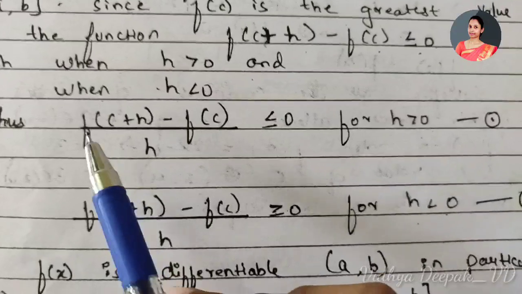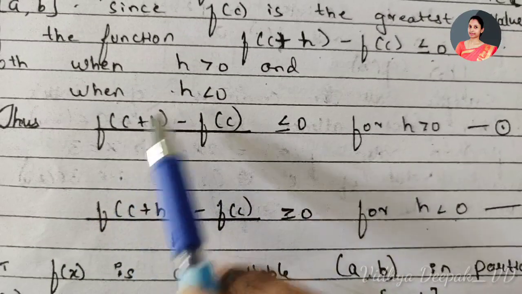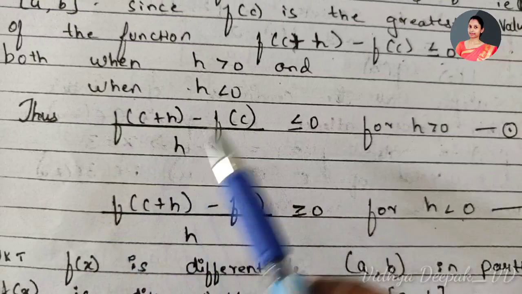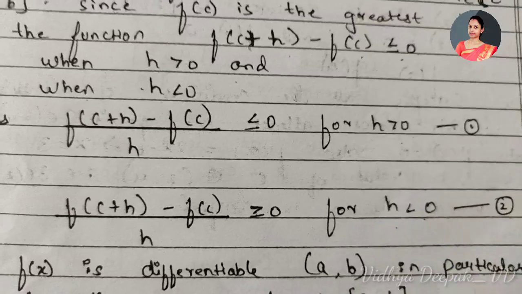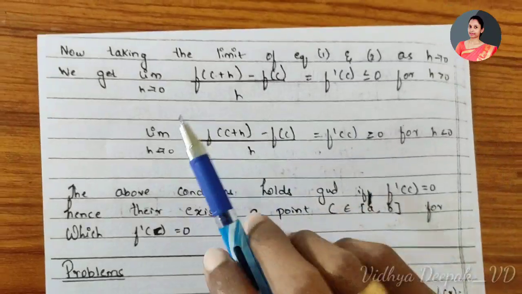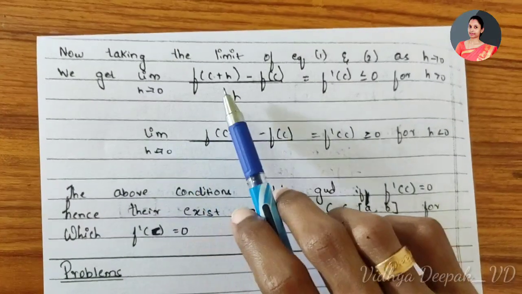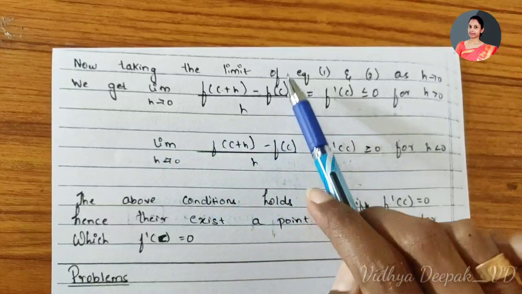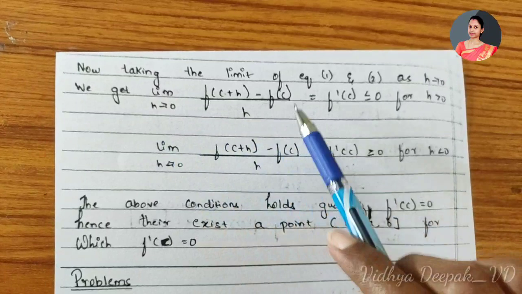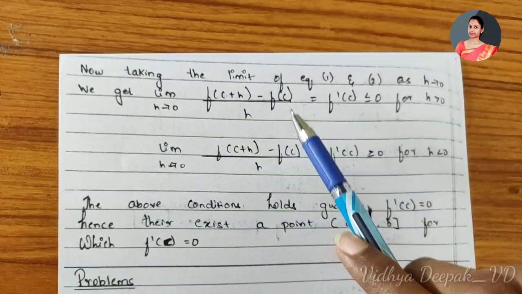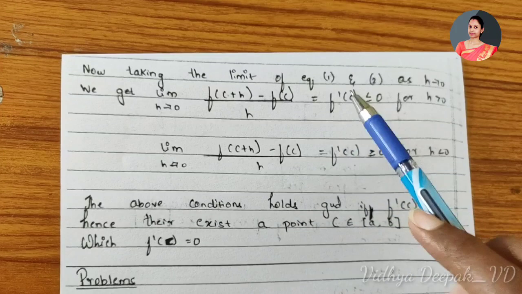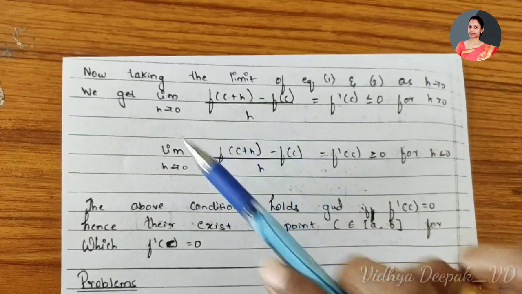Now we will take the limit h tends to 0 for both these equations. So when we take the limit h tends to 0 for both equation 1 and equation 2, let's see what happens. If you remember, this is the definition of differentiability, right? Yes, so we can say this function is differentiable, that is f dash of c. At c, this function is differentiable.